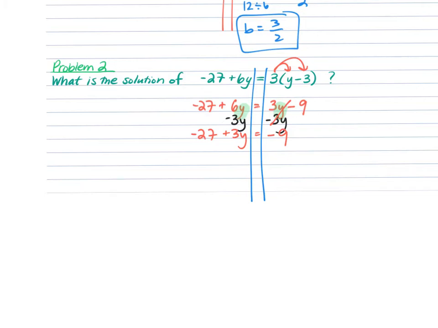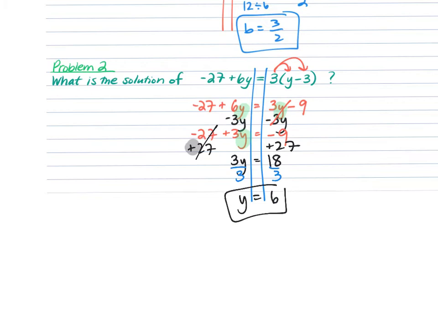Okay, and now I just have one variable here on this left side, so I'm going to undo everything on this left side. First, I'm going to get rid of this negative 27 by adding 27 to this side, I have to do it to this side. This goes away, so we're left with 3y on this side, and negative 9 plus 27 is 18. And then divide both sides by 3. And y equals 6.